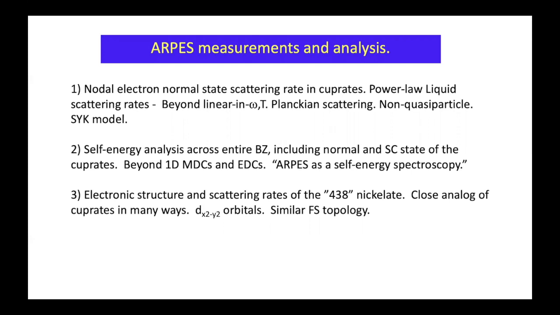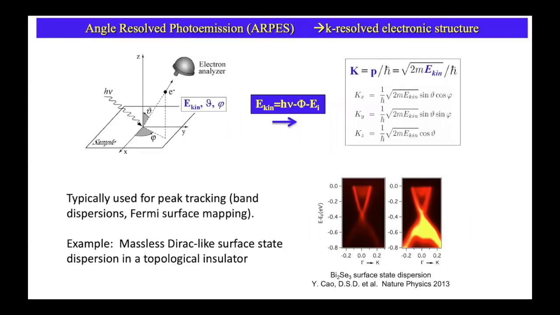We call them the 4-3-8 trilayer, so three nickels here, and these are very close analogs to cuprates. The same dx2-y2 orbitals, similar Fermi surface topology. We don't seem to have this extra 5d electron pocket in these, but they haven't been taken superconducting yet. It's very hard to dope them away. They're basically insulating compounds.